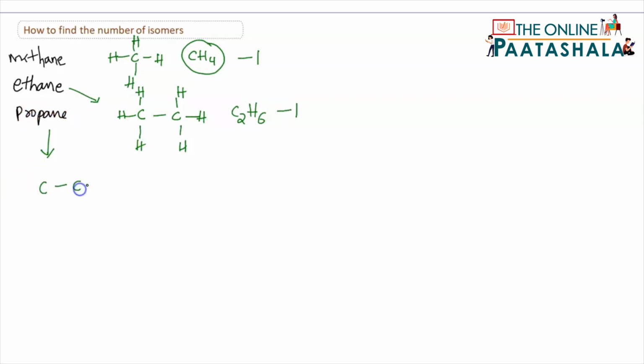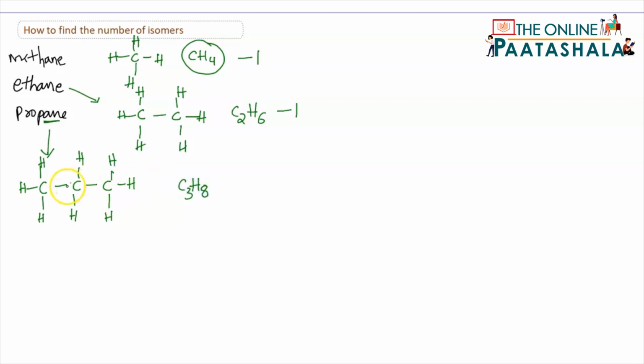If you write for propane, prop means three carbons. In between the carbons you have single bonds because ane is there, that is alkane. Here the carbon has two bonds, and as its valency is 4, you need another two bonds, that is hydrogen, hydrogen, hydrogen, and hydrogen. So what is the structure?